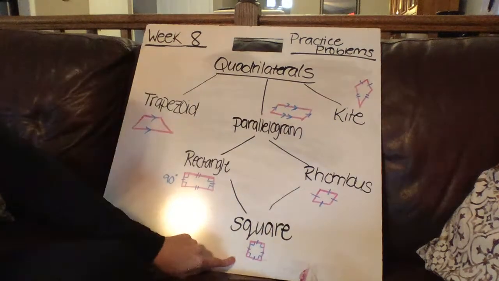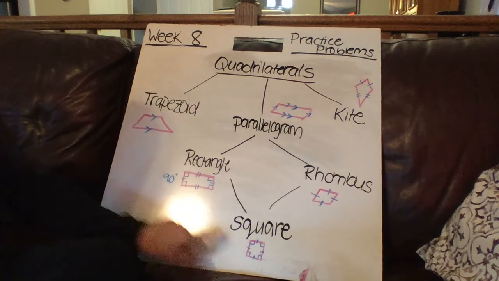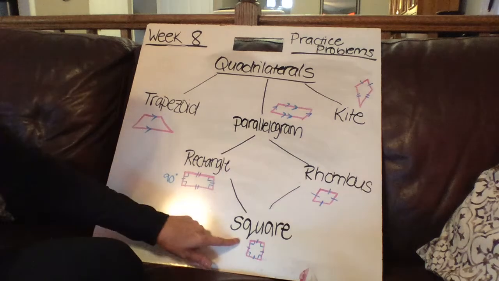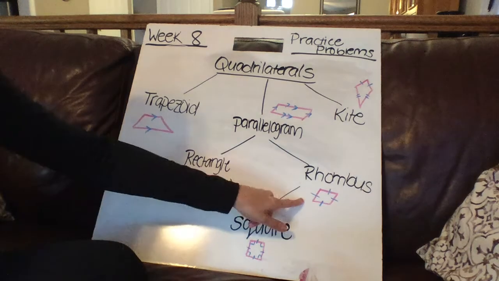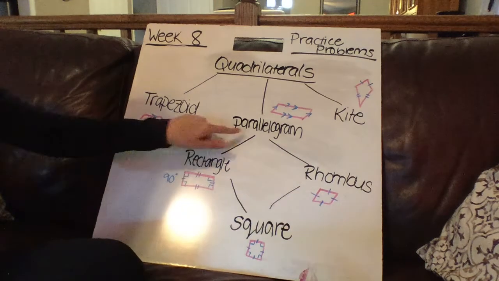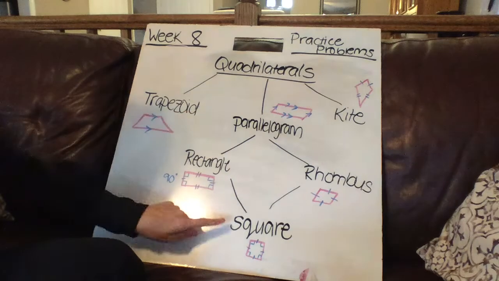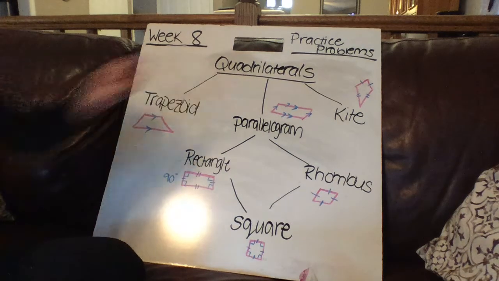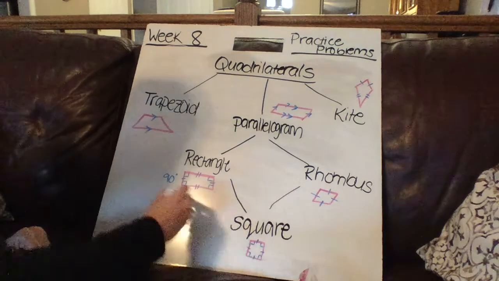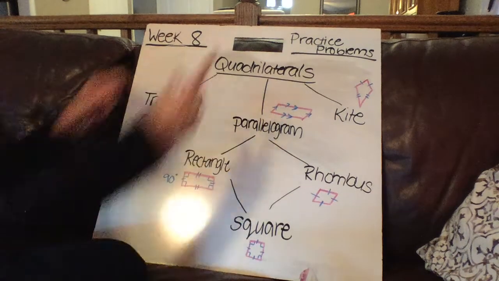But a square can be considered a rectangle. A square can be considered a rhombus. A square can also be considered a parallelogram. And a square can be considered a quadrilateral. So a square is all of them above it.